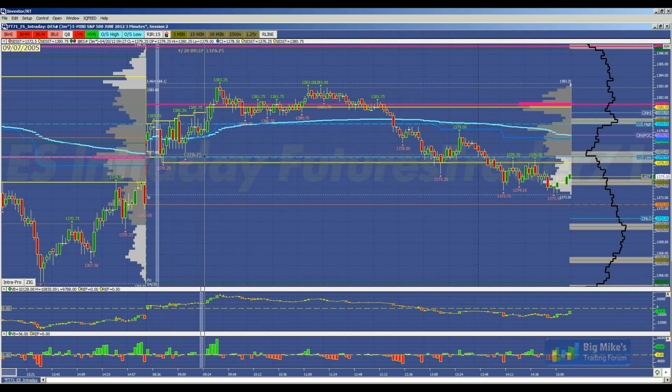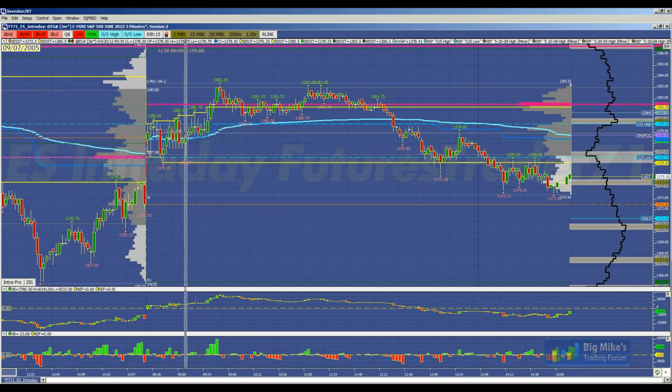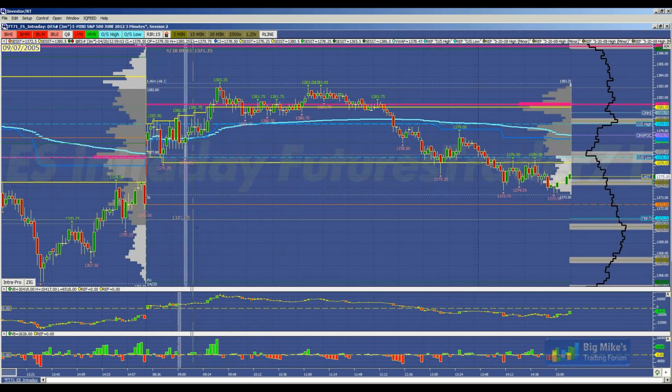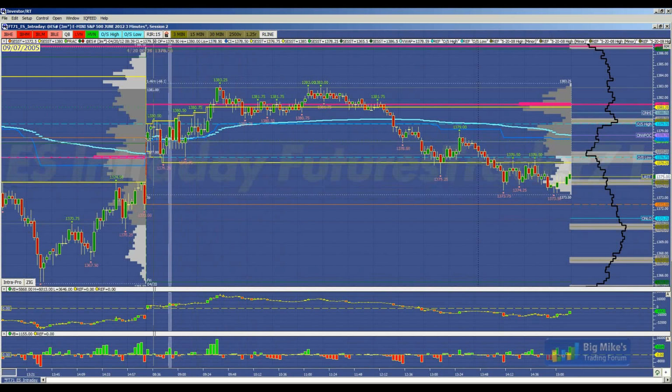Okay, so I'm not going to look short until it starts to break for the lower volume node. 74.50 was key on Friday. I want to see it. If it breaks through VPOC, I want to see it down to this price and through, and now I can catch a runner. Okay, so it tried multiple times, and it couldn't.